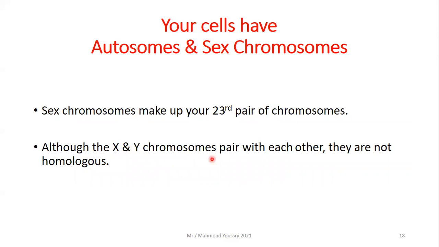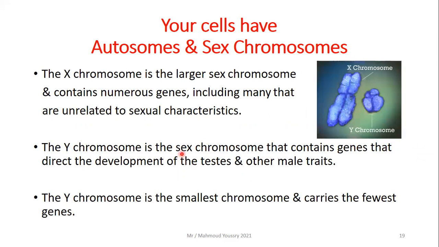Although the X and Y chromosomes pair with each other, they are not homologous. Let's see how they are not homologous. The X chromosome is the larger sex chromosome, as you can see from this picture, and it contains numerous genes, including many that are unrelated to sexual characteristics.